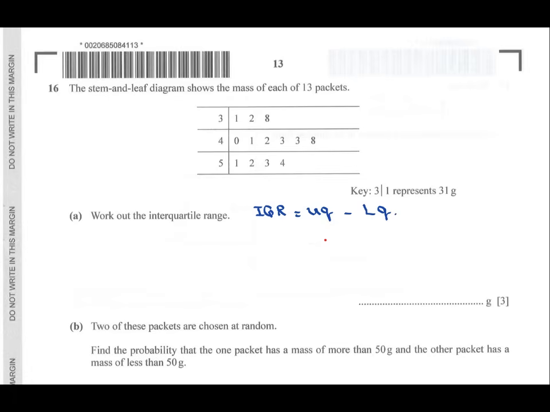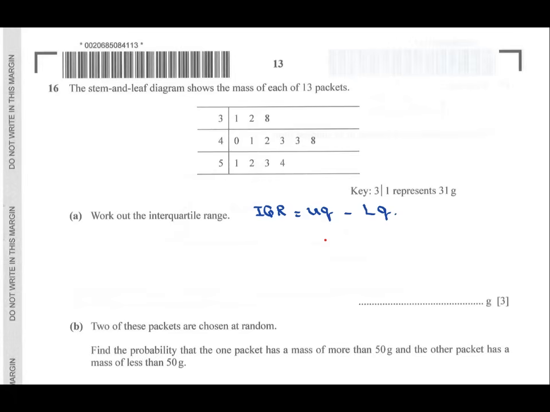Let's revise the stem and leaf diagram. From the stem and leaf diagram, we can find a lot of information: the minimum value, the maximum value, the range, the median, the upper quartile, the lower quartile, the interquartile range. You can be asked for any of these. So here he is asking for the interquartile range. The interquartile range is equal to the upper quartile minus the lower quartile.